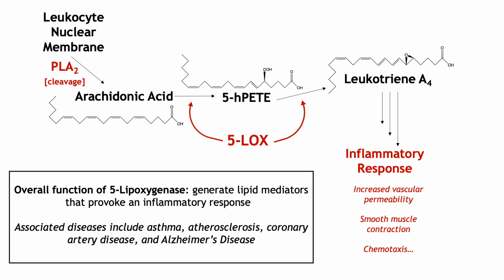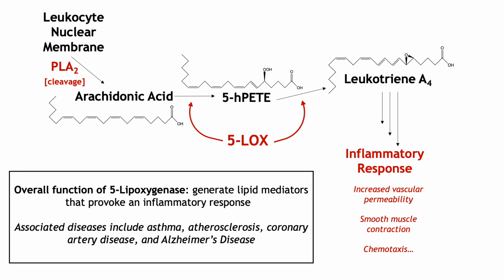When signaled to begin the process of inflammation, 5-LOX moves to the nuclear membrane. Here, a phospholipase, PLA2, is also signaled to cleave arachidonic acid, which is a lipid derived from the membrane. 5-LOX then uses arachidonic acid as substrate.